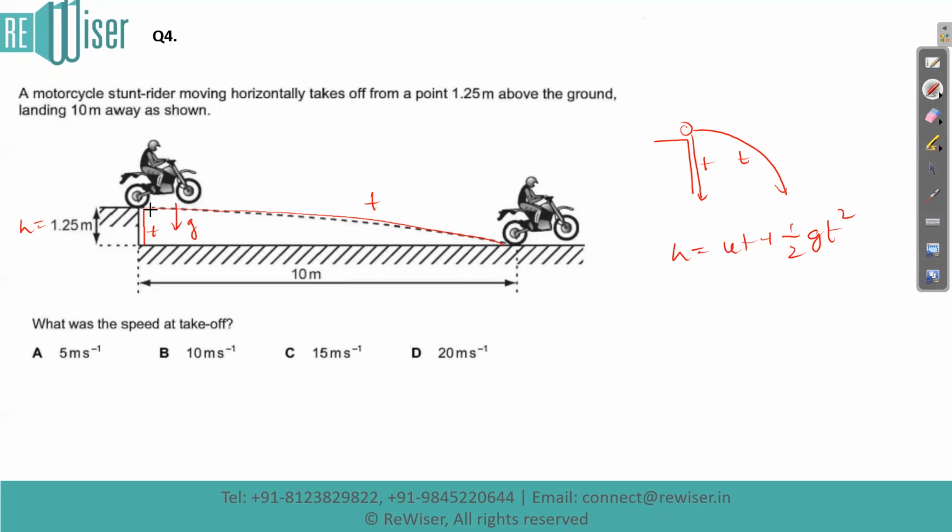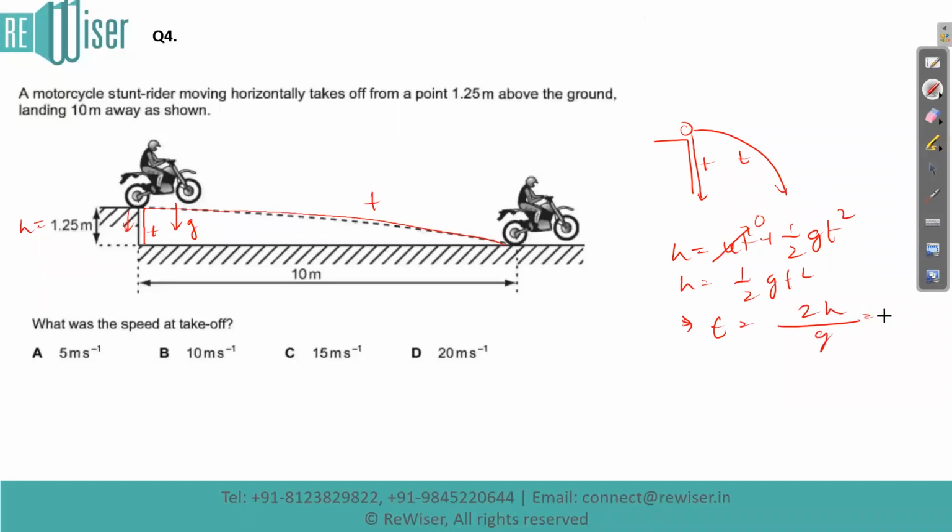Now u, vertically the initial velocity is 0. I mean in this direction, in this direction, it is 0. So this term will be 0. So h is equal to half gt square. Now we can find out time from this.